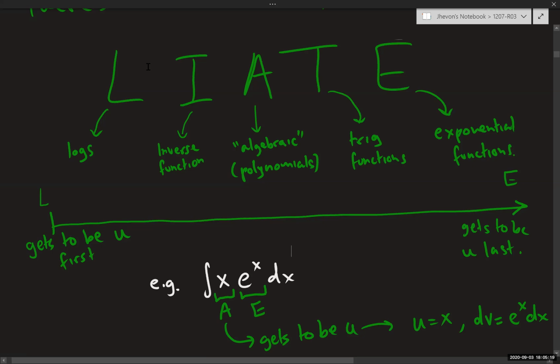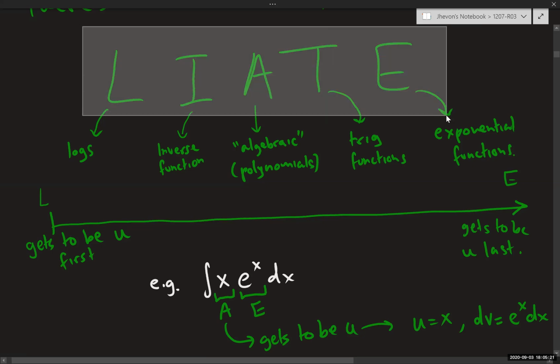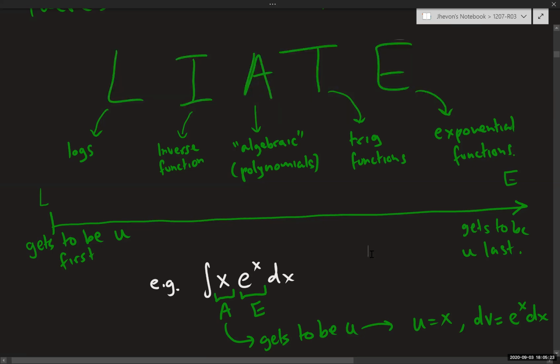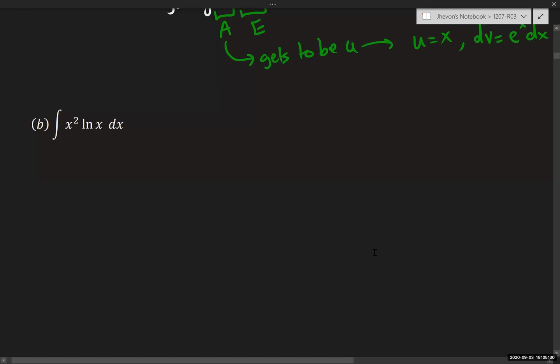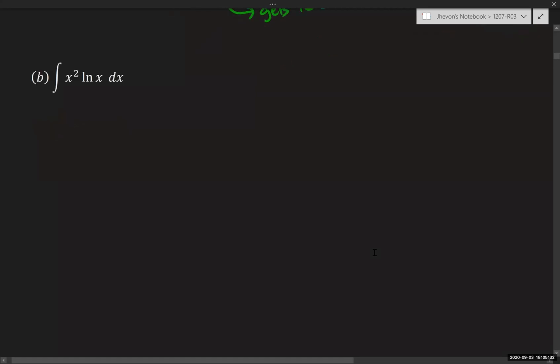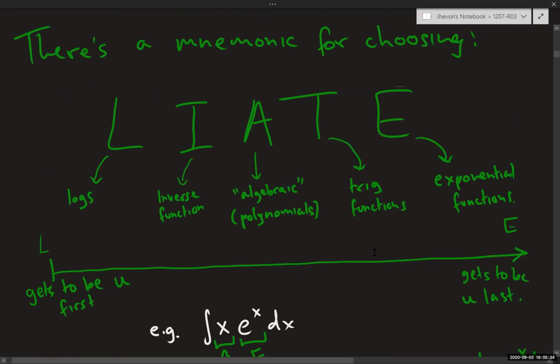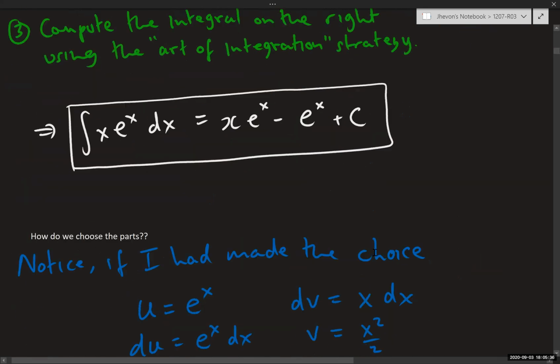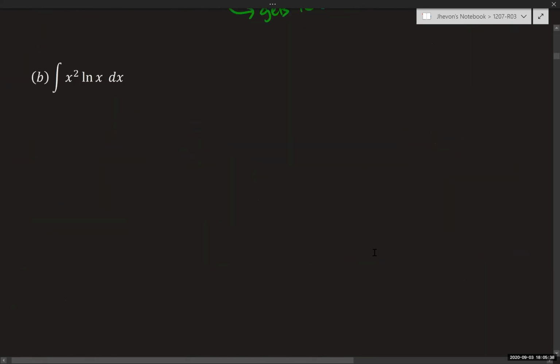Other scenarios not covered by LIATE are a little more nuanced, and really I should teach you a few more techniques before we deal with those nuances. That being said, let's jump into another example. Since I went very slowly through the last example, we're going to go a little more quickly through this one, and I'm going to want your input on this one.